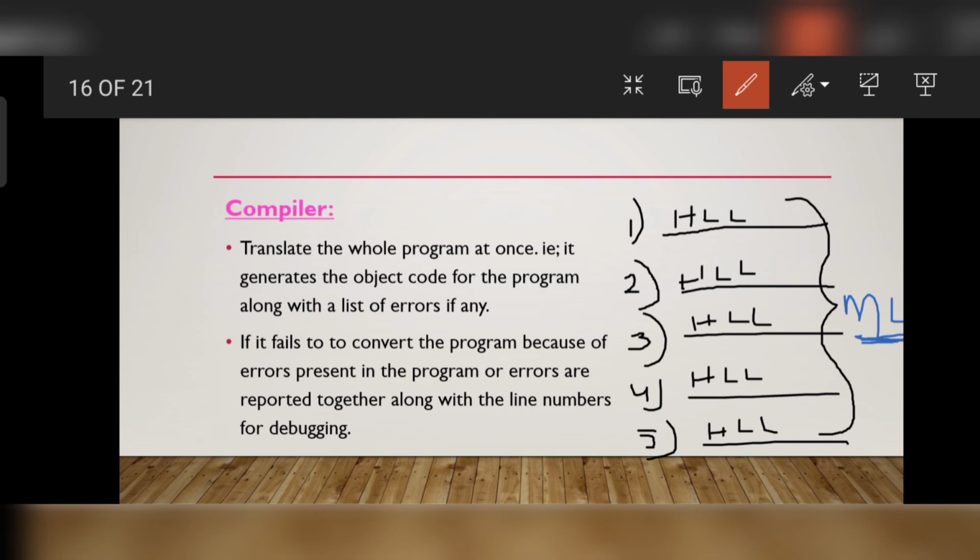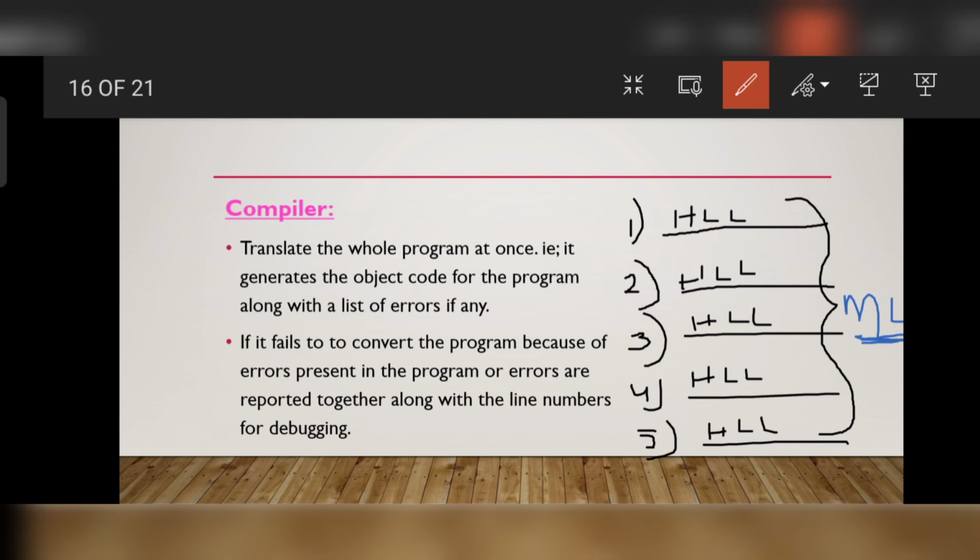Okay, if there is any error in the second and fourth line, then once we entered the whole program into the computer, then we will get a message that there is some errors in second and fourth line. Please correct it.